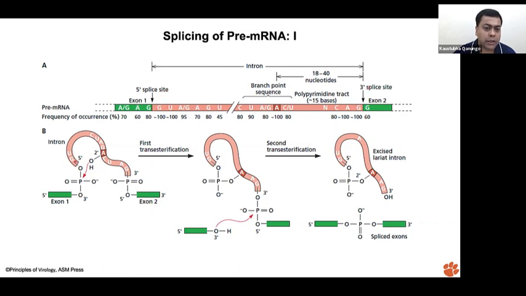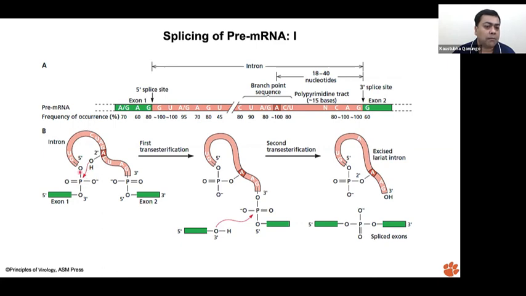So you have the GU. The G right here, exon 1 and the 5' splice site, you have the phosphate. And we're going to see that by a specific mechanism, these two strands come very close together. And this A residue, which is very important, its hydroxyl end attacks the phosphate, and this is a transesterification reaction.